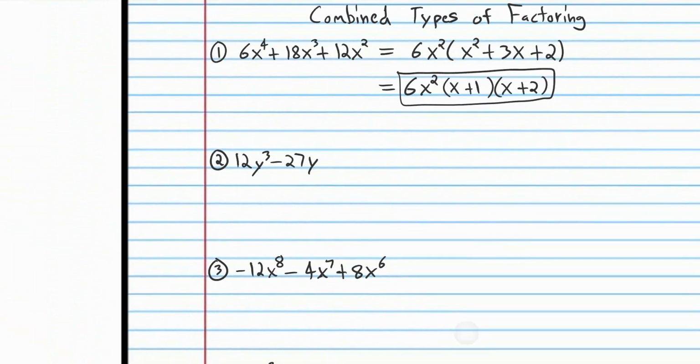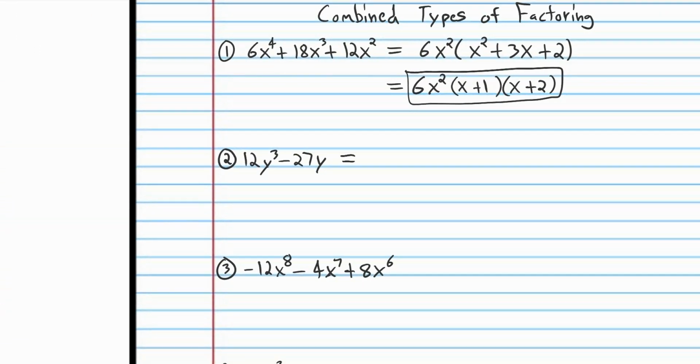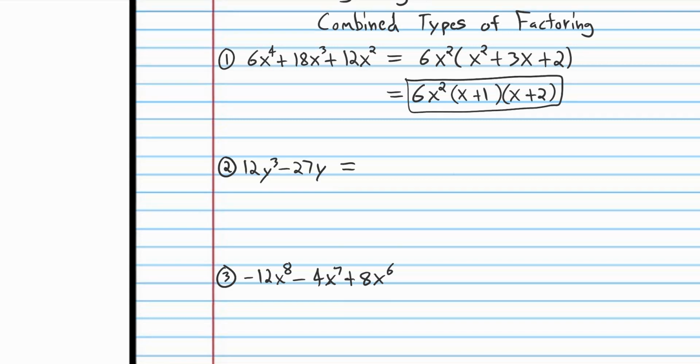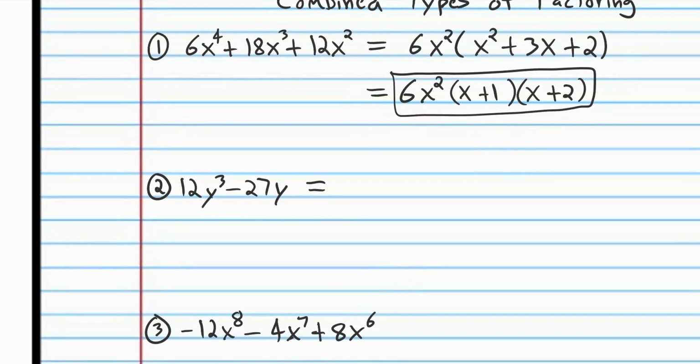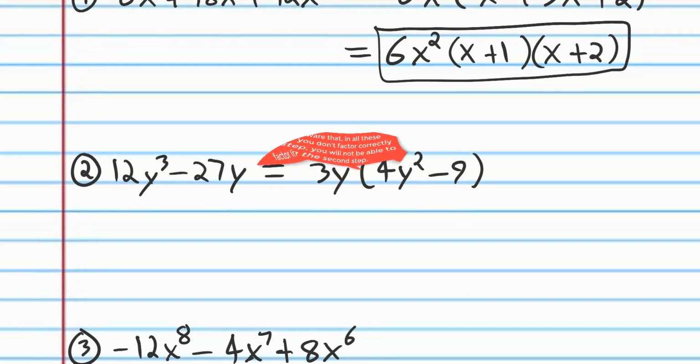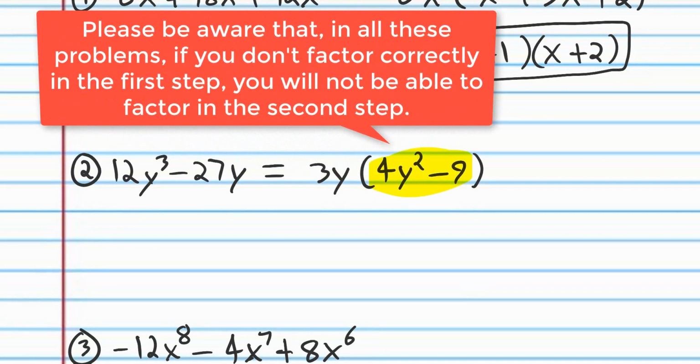All right, so number 2, notice that we don't have 3 terms. We only have 2 terms. So this is going to be a problem where we're going to end up factoring the difference of 2 squares. But again, the first step is always to factor out the greatest common factor. So that would be, let's see, I think that's going to be 3y. And that would be 4y squared and 9. And so we factor out the greatest common factor, and you can see we have the difference of 2 squares.